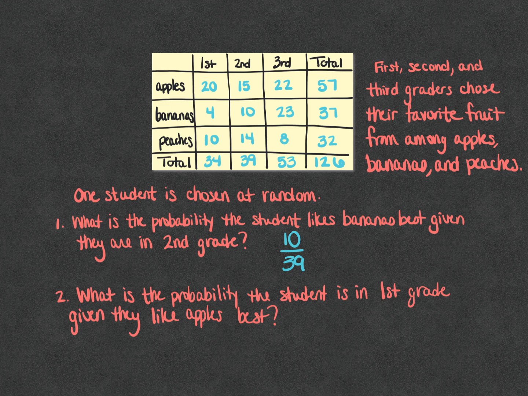For the second question, it says, what is the probability the student is in first grade, given they like apples best? So this time, apples is what they like best. Okay, we know we have somebody whose favorite fruit is apples. So there are 57 students whose favorite fruit is apples. Out of these 57 students, the number of students in first grade is 20. So 20 out of these 57 students would be in first grade. And again, those are just among those who like apples best.